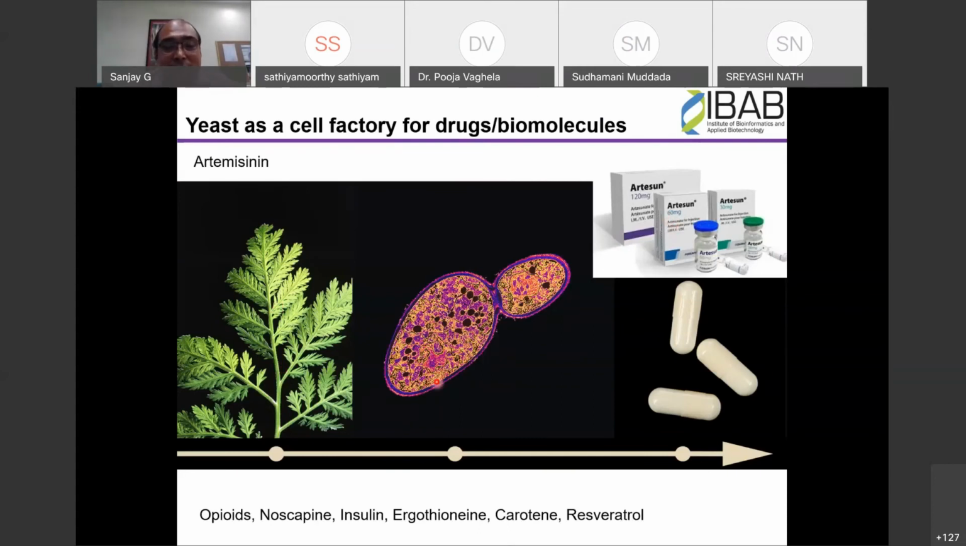Not only artemisinin, now yeast has been engineered to make opioids, even insulin, because this is a therapeutic protein, and other metabolites like carotene, which is a vitamin A precursor, and resveratrol, which is good as an antioxidant. So all these high value metabolic products are now being made in yeast, but not from the natural resources.